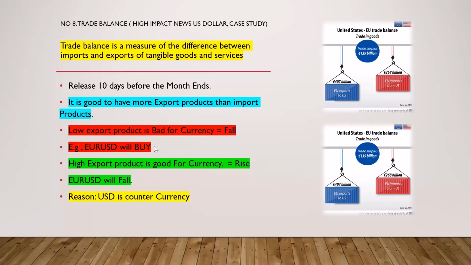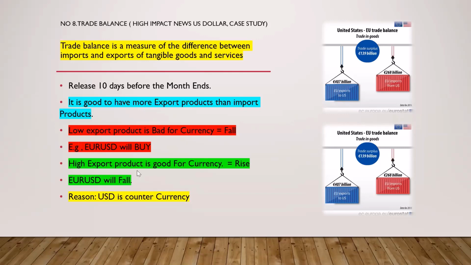For example, if America is having low export product, it will be bad news for the currency, and the Euro USD will buy. Here you can see United States and the EU trade zone. Eurozone has a higher rate of export than what they import from United States. Assuming United States has a lower rate of export, meaning they import more than they export, it will be bad for the United States dollar. And on Euro USD, if you want to apply it on a trade, you have to buy Euro USD because the trade balance rate is bad.